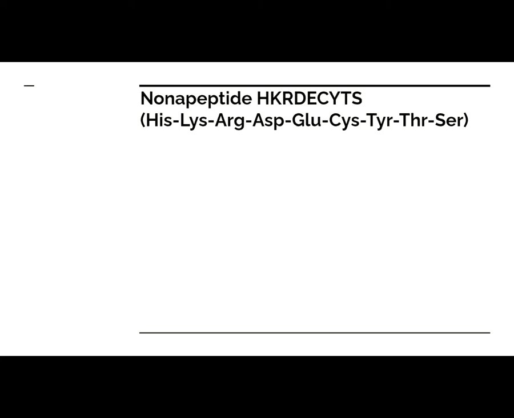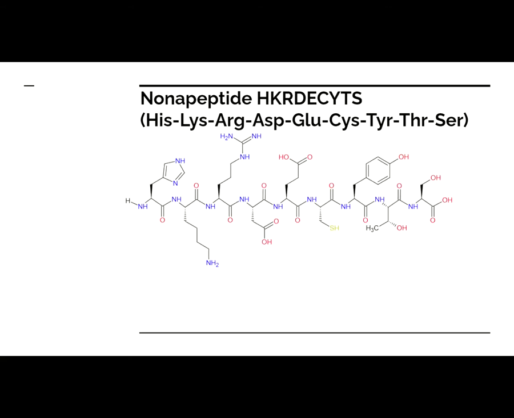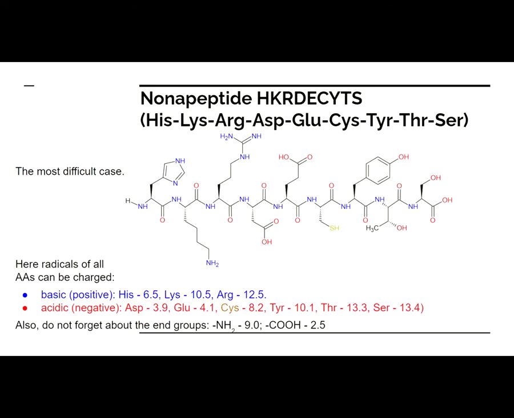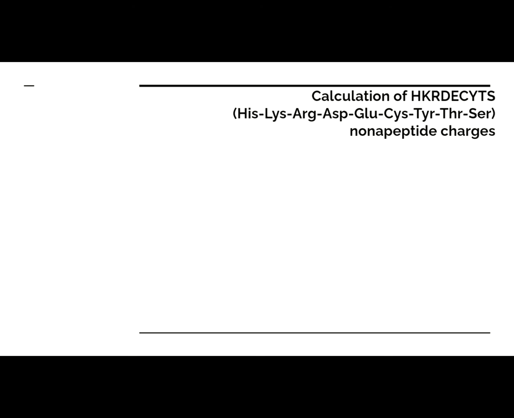The next case is the most difficult. A nonapeptide, which can be read as histidyl, lysyl, arginyl, aspartyl, glutamyl, cysteinyl, tyrosyl, threonyl, serine. So these amino acid radicals can be either basic, positively charged, like histidine, lysine, arginine with corresponding pKa values, and acidic, negatively charged: aspartate, glutamate, cysteine, tyrosine, threonine and serine. Also do not forget about the N group NH2 and COOH. So we can see half of this peptide is composed of basic amino acid radicals. Another part is composed of acidic, negatively charged amino acid radicals. How to calculate the charges for this nonapeptide?